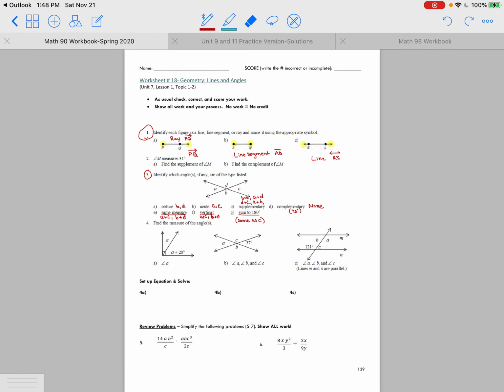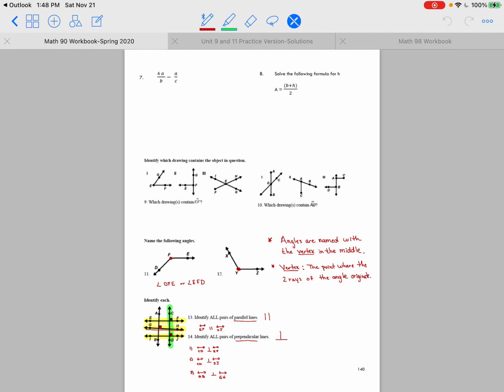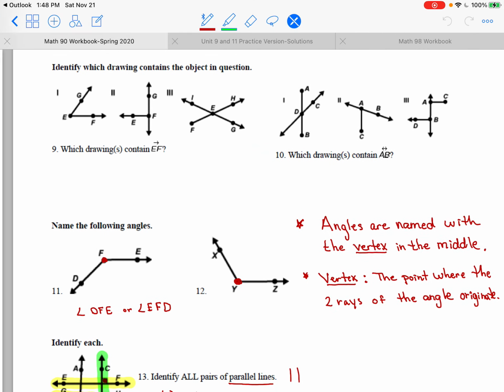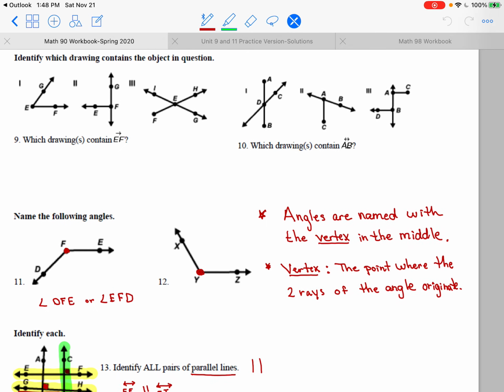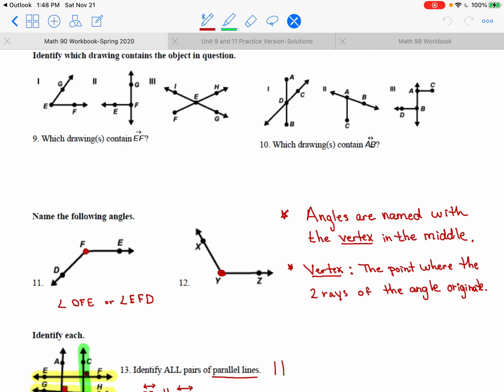All right, let's go and talk about something else here. I'm going to go over to 11 and 12. Okay, so there's some notation here that was not on our charts that we need to talk about. When we're naming angles, we name them with a vertex in the middle. A vertex is the point where the two rays of the angle originate. Okay, so I highlighted those in red here.